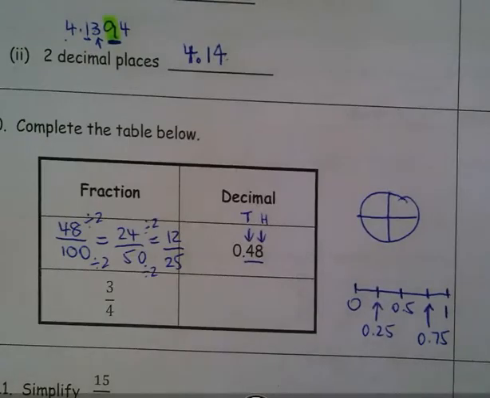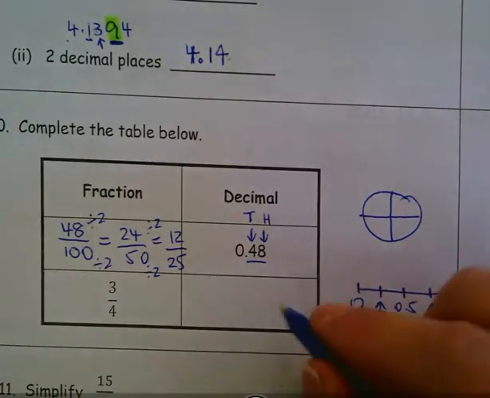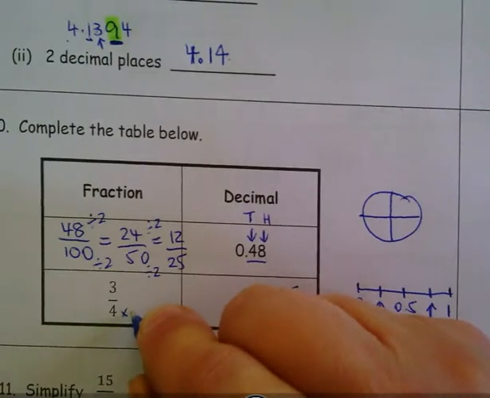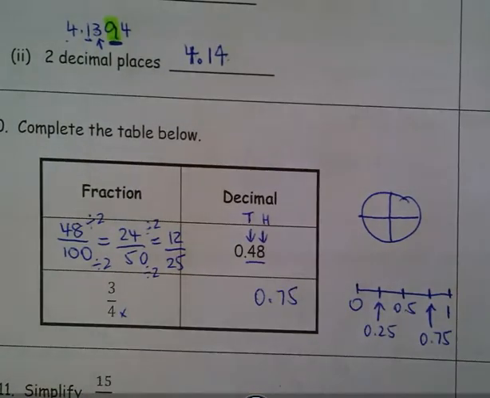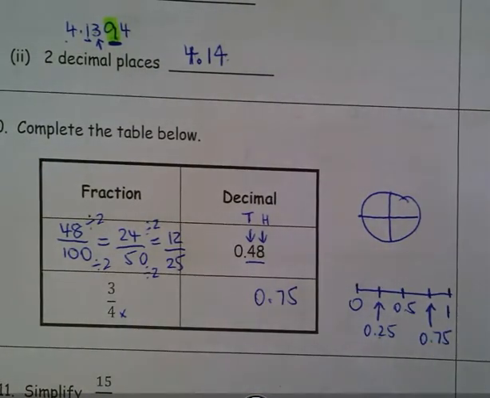So this is how you do this one. 3/4 is 0.75. There is another way to do it, but you should just know this one off by heart. You need to know your half is 0.5, and you need to know that a quarter is 0.25.